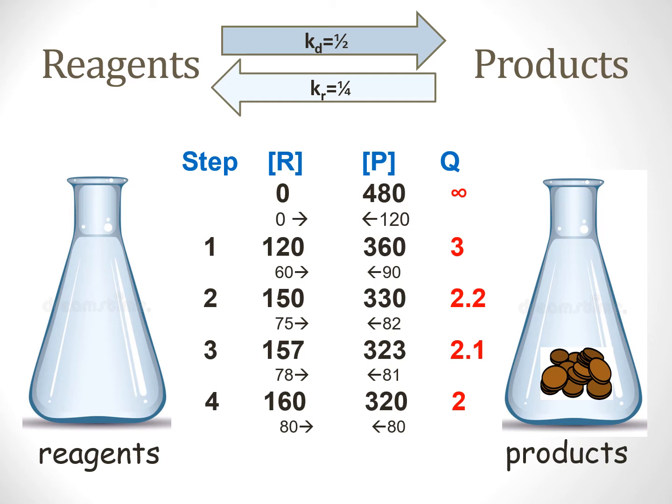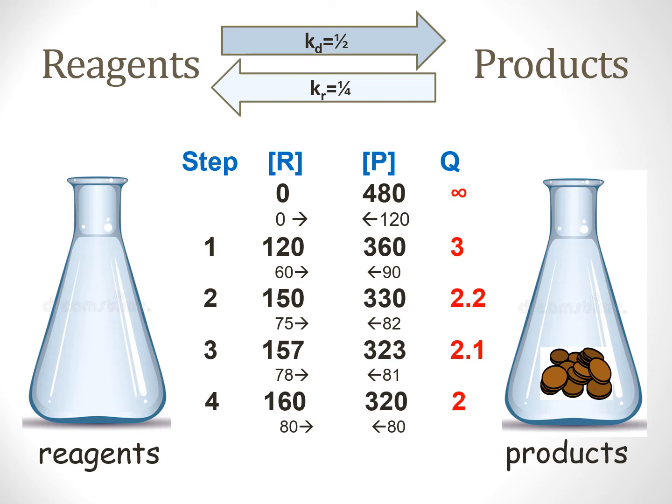It's really important that you pay attention to the fact that by the time we are at step 4, the reaction is not done. We can keep moving coins back and forth. It's just that we are moving exactly the same amount of coins in both directions. So what's not changing anymore is the ratio, the number 2. The number of coins on each side is not changing, but the coins are still moving back and forth.